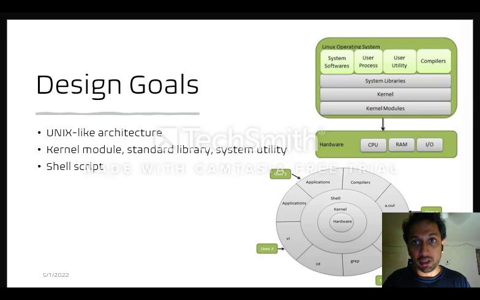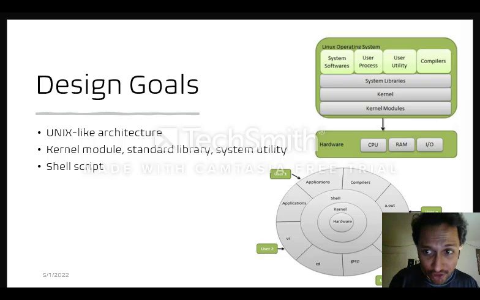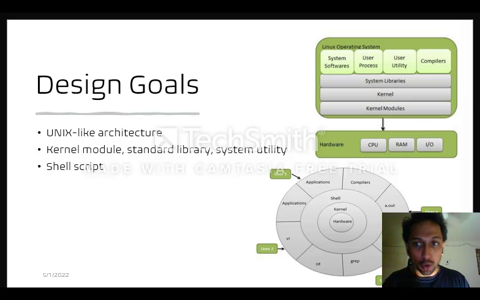The kernel module obviously being the most important, because this is what interfaces with the different hardware to allocate memory for individual tasks and processes. The standard library is referring to a set of functions for how programs interact with the kernel. And now finally, the system utility is for special management tasks. An example is shell script, which is a way that the user can directly talk to the operating system with specific commands and codes.